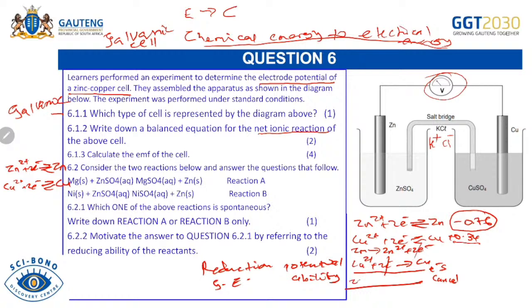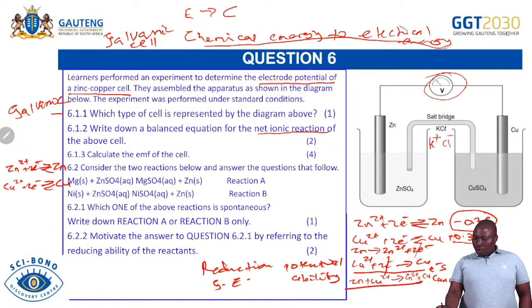What is on the left, you write on the left. What is on the right, you write on the right. Please ensure that you do that. You cancel the electrons, you just copy. What is on the right, you write on the right. What is on the left, you write on the left. Then you are able to get your 3 marks, learners. Please do this as many times as you can.